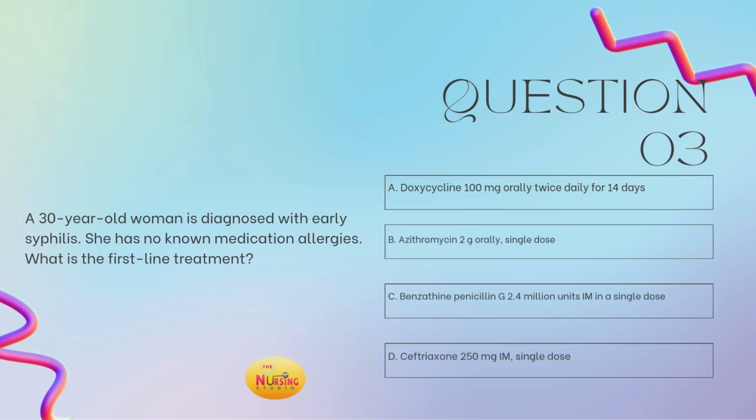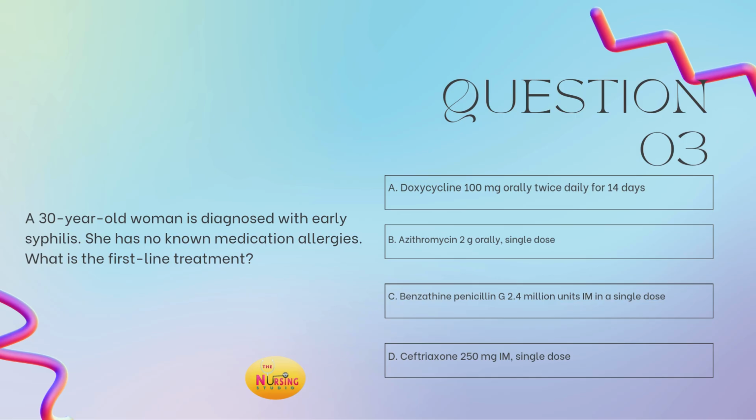And then lastly, question number three, a 30-year-old woman is diagnosed with early syphilis. She has no known medication allergies. What is the first line treatment? Is it A, doxycycline, 100 milligrams orally twice daily for 14 days? Is it B, azithromycin, 2 grams orally single dose? Is it C, penicillin G, 2.4 million units IM in a single dose? Or is it D, ceftriaxone, 250 milligrams IM with a single dose? Take a moment and tell me what you got, y'all.